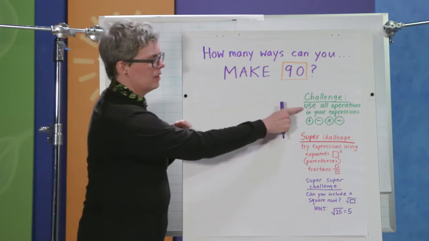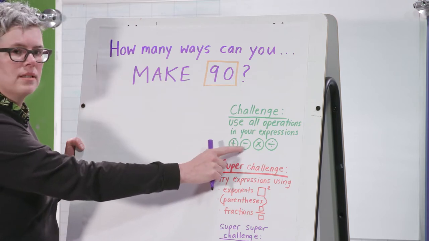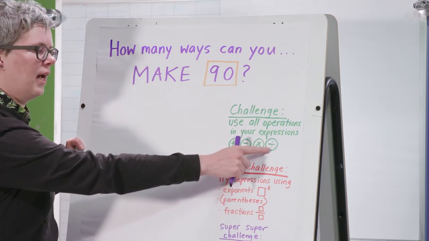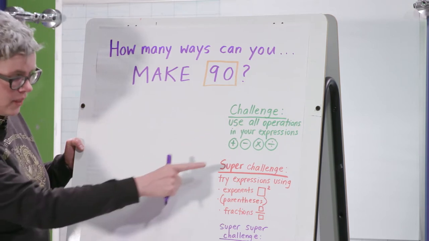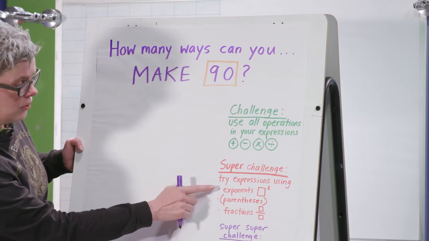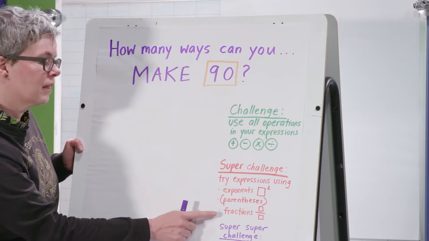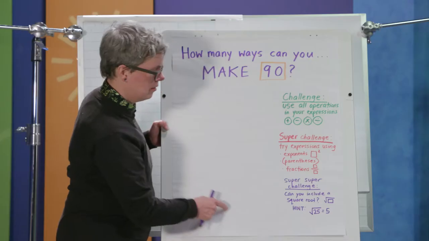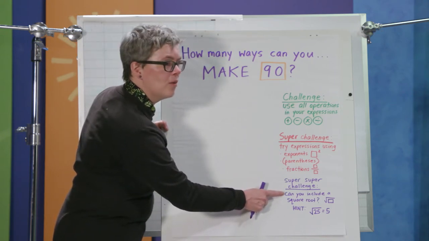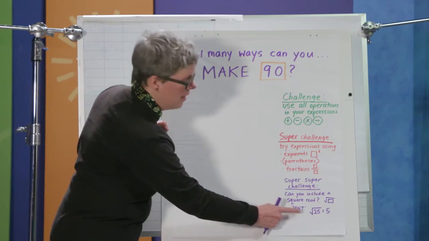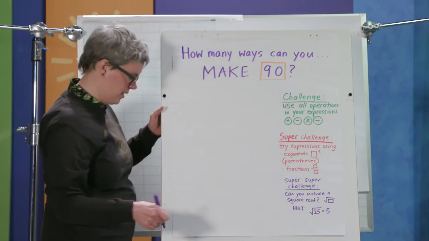Your challenge is to use all operations in your expression. So addition, subtraction, multiplication, and division, okay? Not necessarily all in the same expression, but you could certainly try. Super challenge is to try expressions using exponents, parentheses, and or fractions. Super, super challenge is to include a square root. You might not know what a square root is. That's okay, but here's a hint. The square root of 25 is 5.